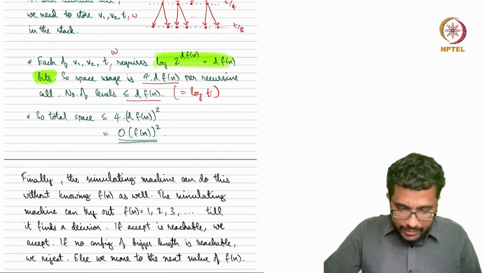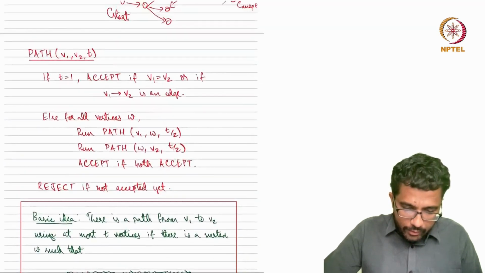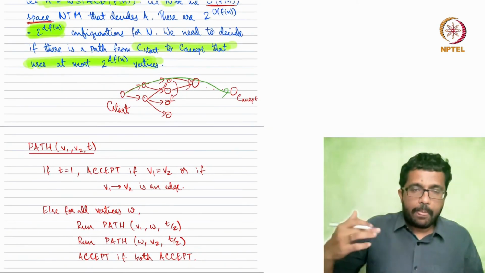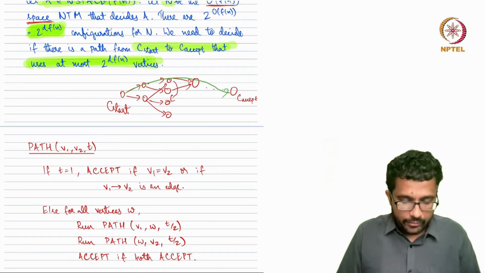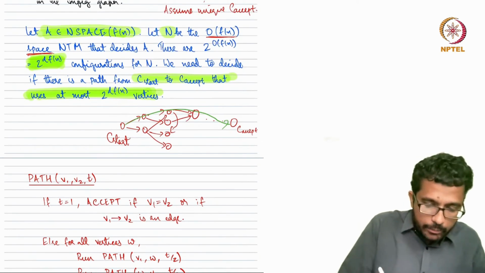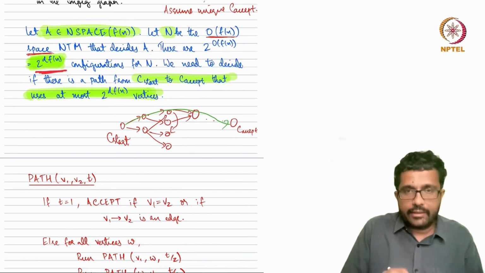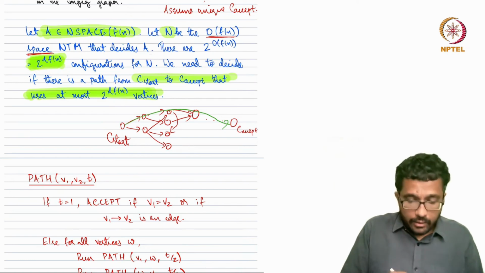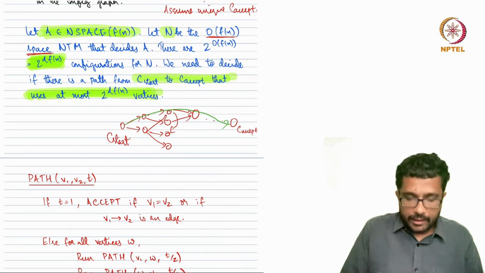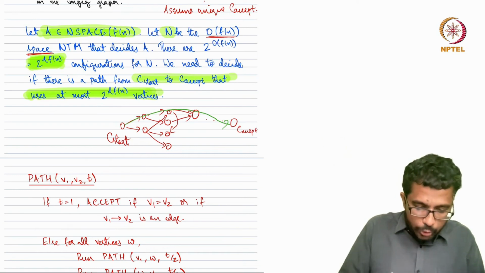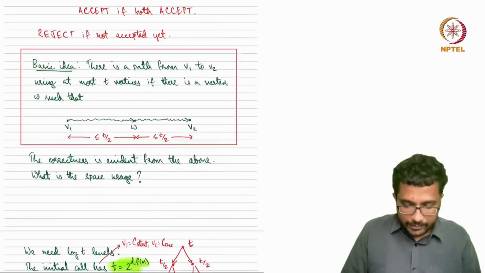And one more point is that here we need to know the space usage f(n) of the Turing machine that decides A. That is one thing that we are using here, because 2 power d f(n) is being used in the initial call of path.